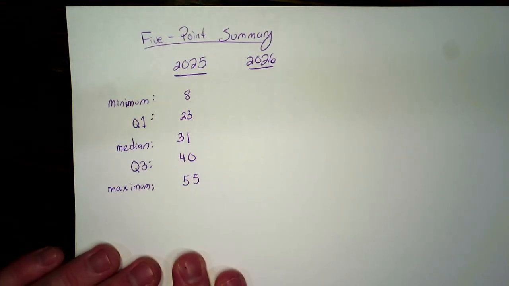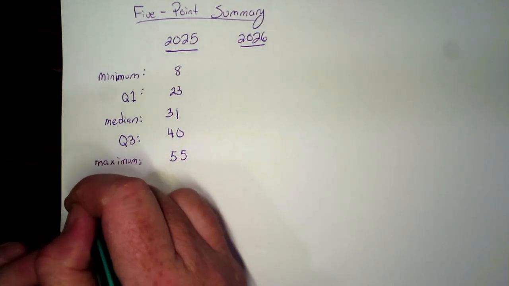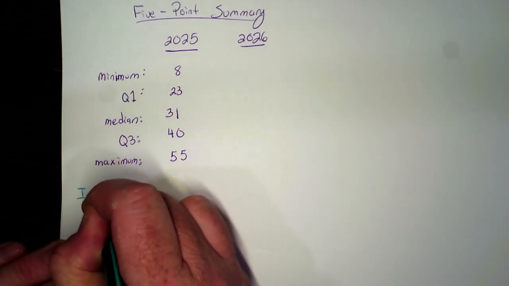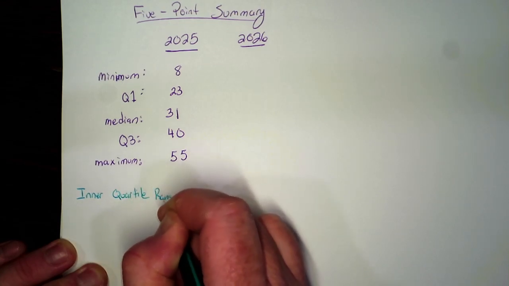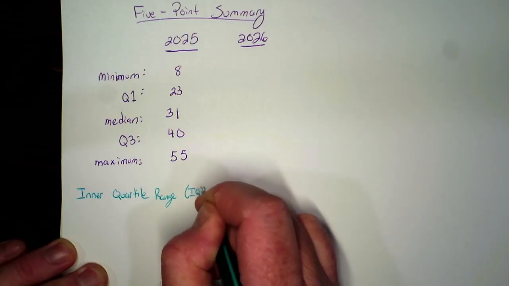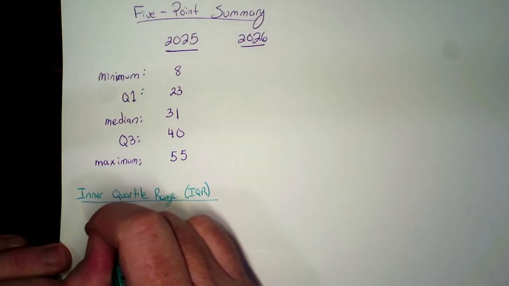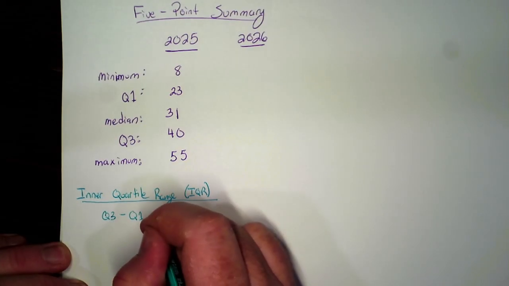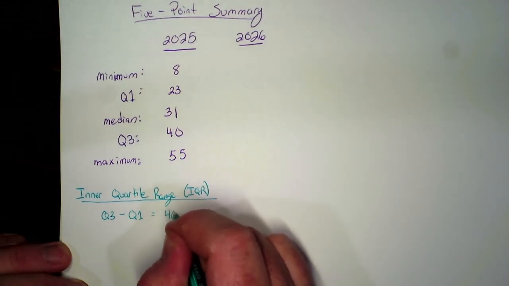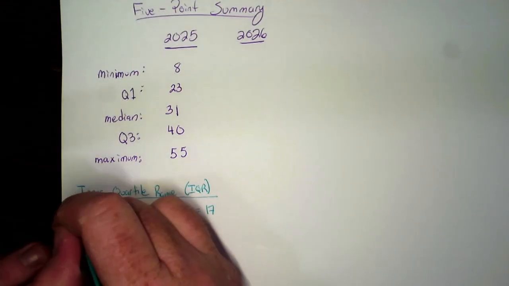We can actually make our box and whisker plot here. Before we do that, I just want to talk about a little bit of the math involved, because I mentioned this thing called the interquartile range. We usually just call it IQR. It is calculated just like we would calculate the range of a data set, but instead we take Q3 minus Q1. So in this case, it would be 40 minus 23, or 17, for 2025.